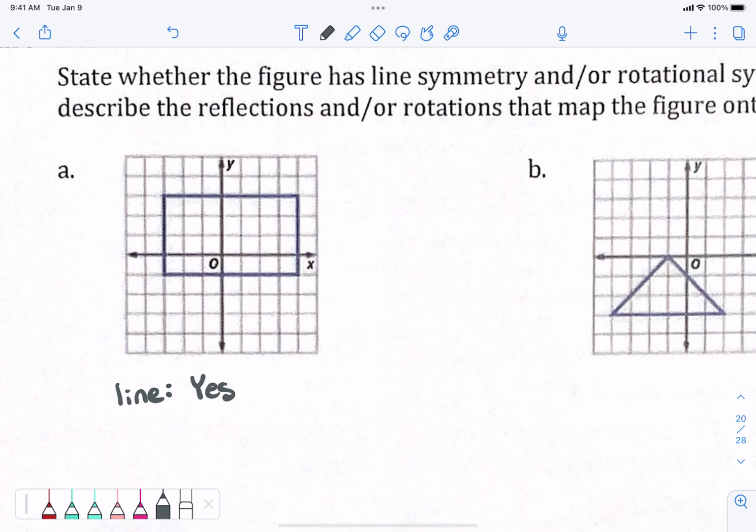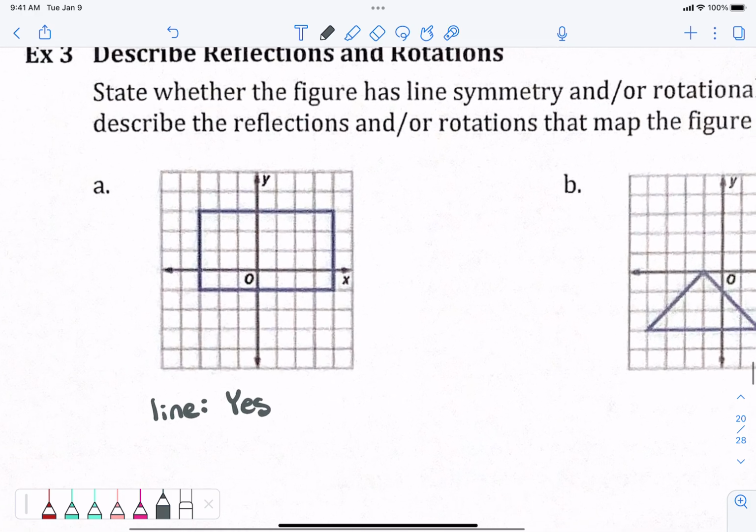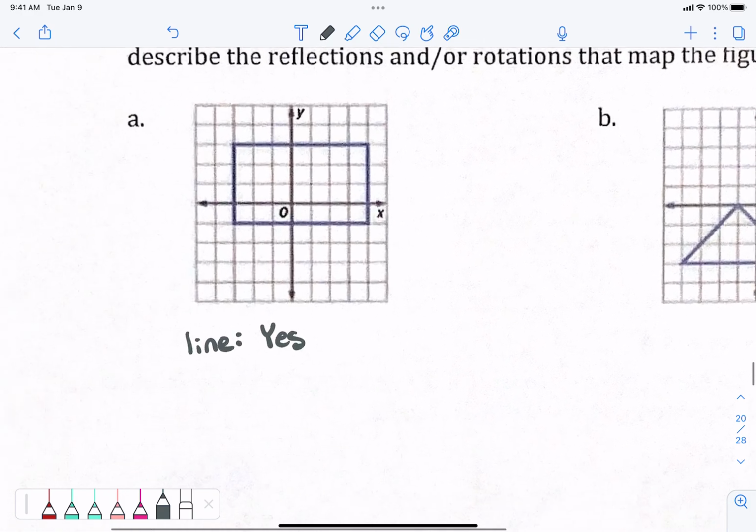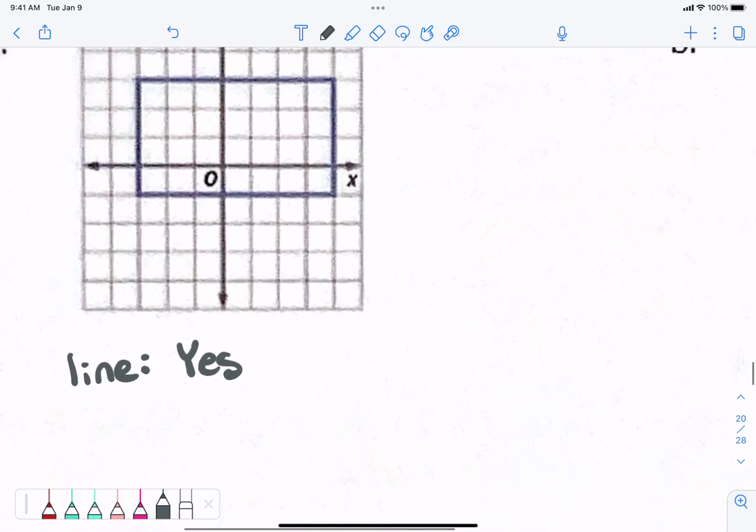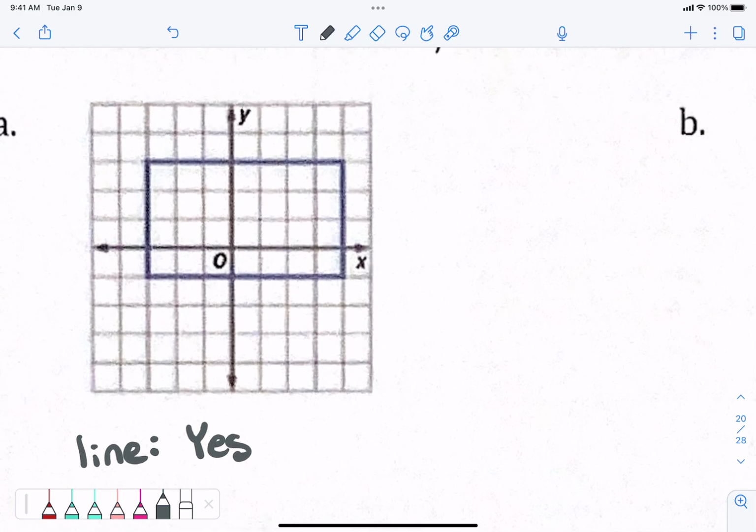Yes, he has line symmetry. Okay, let's talk about this one. Now we have to be specific. Describe the line symmetry. It has line symmetry, okay? Where are the lines located? This is where we have to be specific. Where are the lines located? I'm gonna put a line down the center here. Possibly y equals 1.